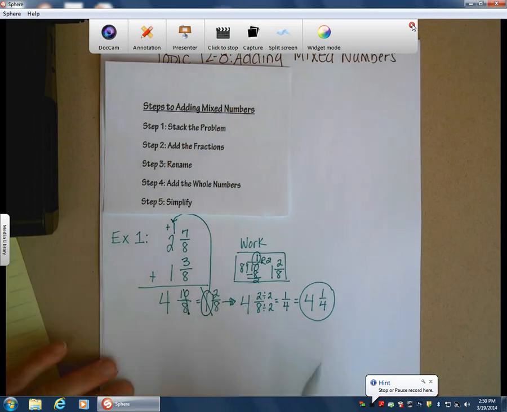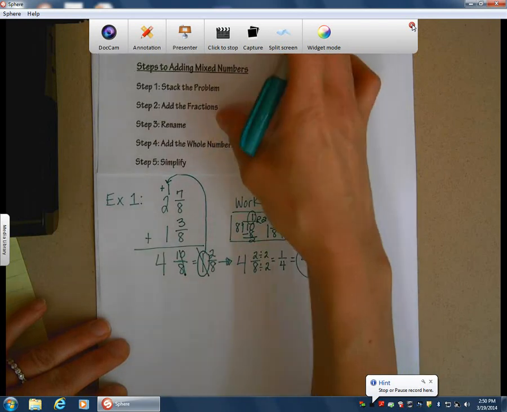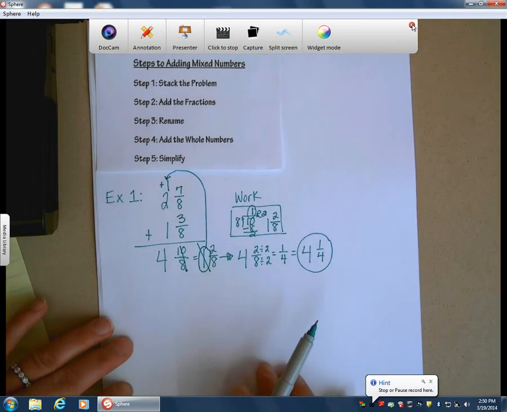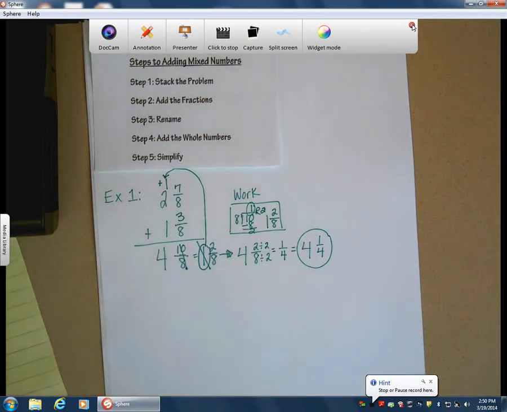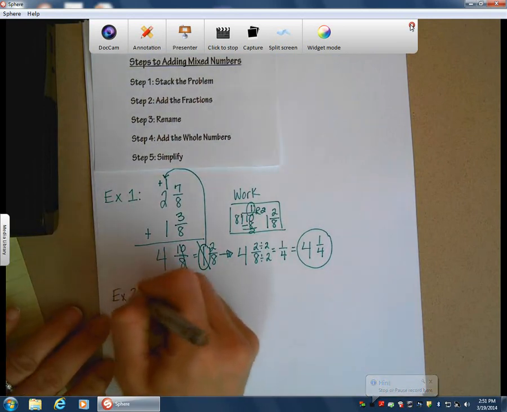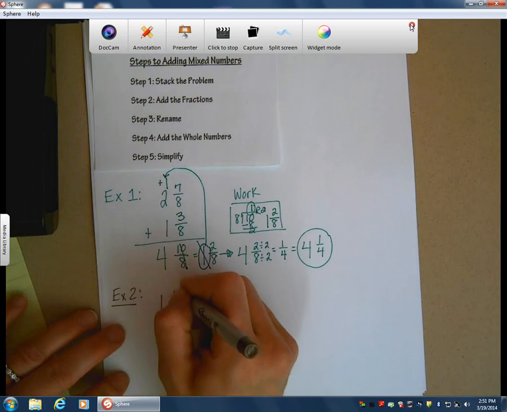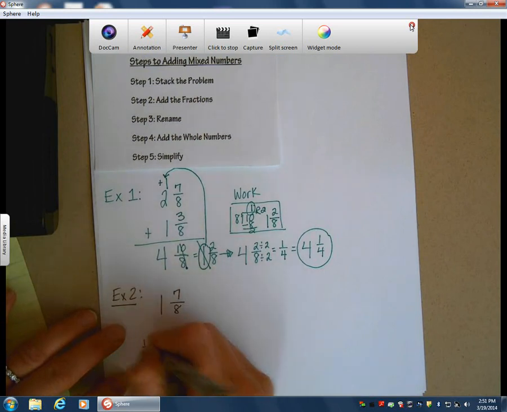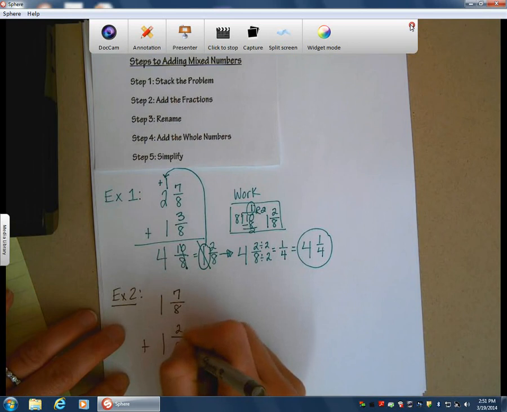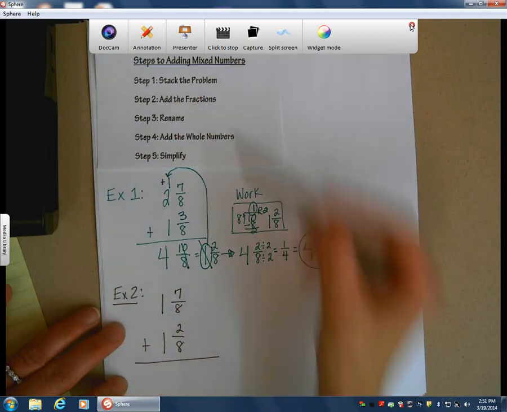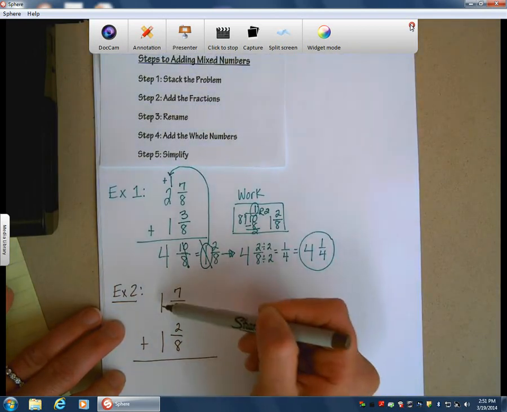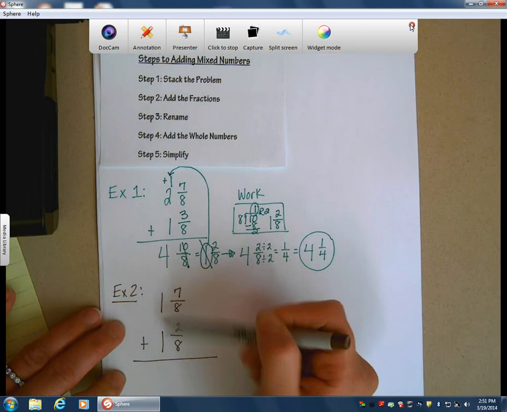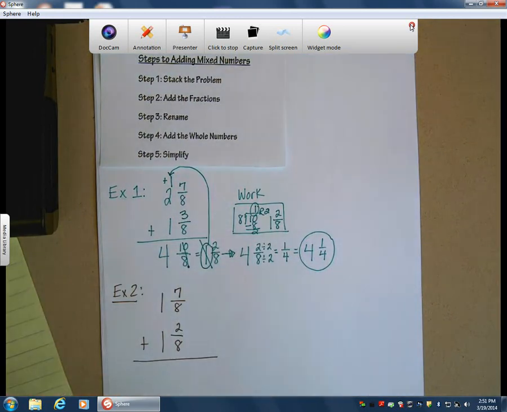I'm going to show you one more example. So I'm going to leave the steps up here, and I'm going to record example number 2 down low. Okay, so our next problem is 1 and 7/8 plus 1 and 2/8. So step 1 says to stack the problem. Let's check. My fractions are on top of each other, and the whole numbers are on top of each other. My next step is to add those fractions.